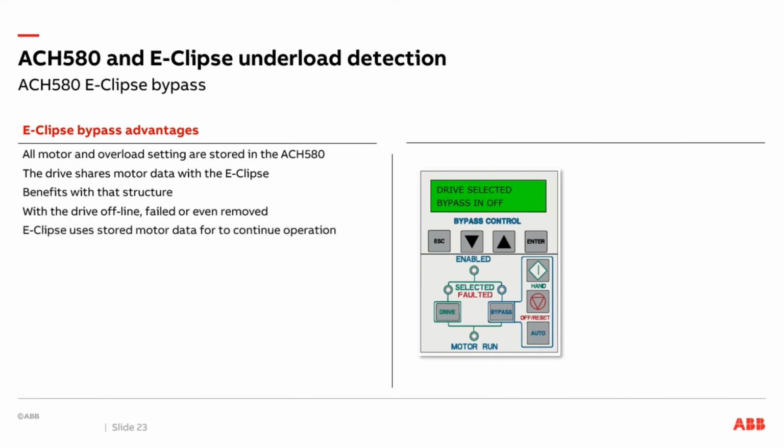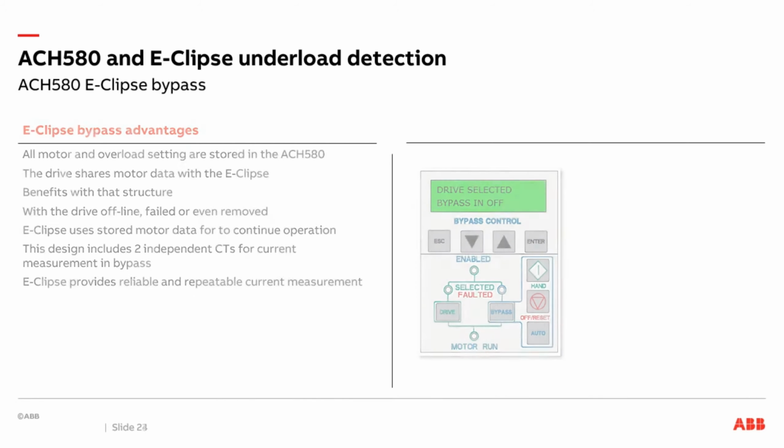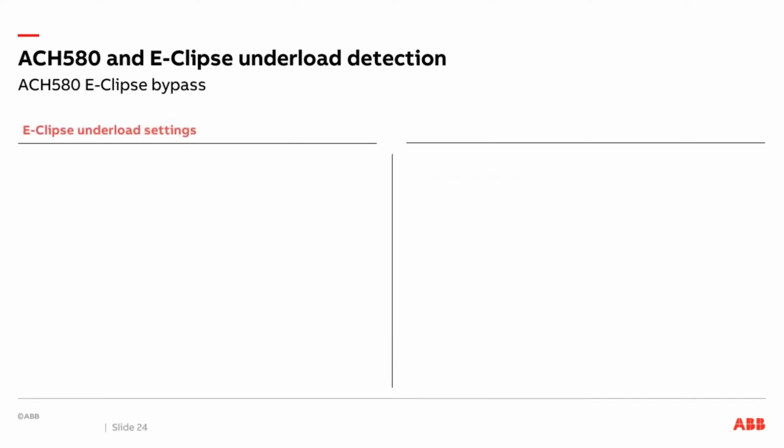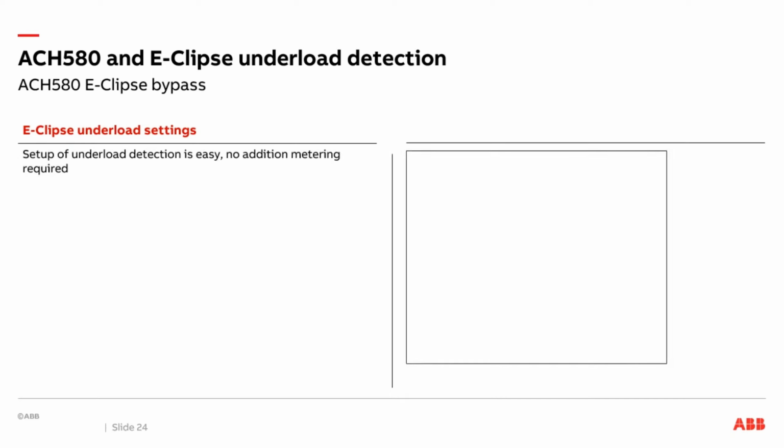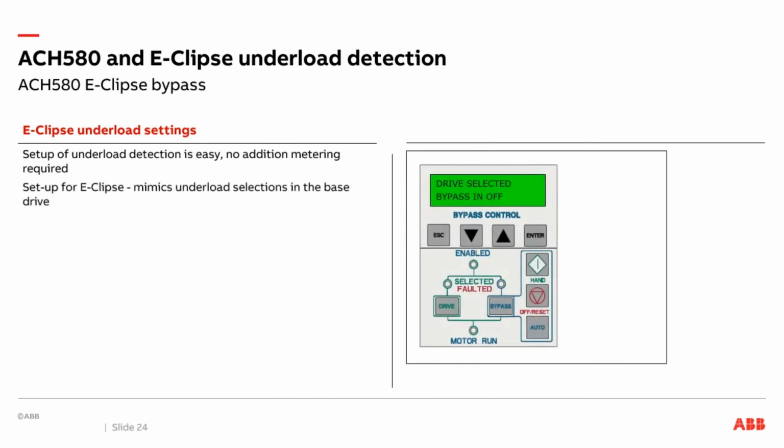Another benefit, this design includes 2 independent CTs for current measurement. That means reliable and repeatable current measurements. Setup of the bypass underload detection is easy. And like the ACH580, no additional meters are needed. Setup for the Eclipse mimics underload selections in the base drive.